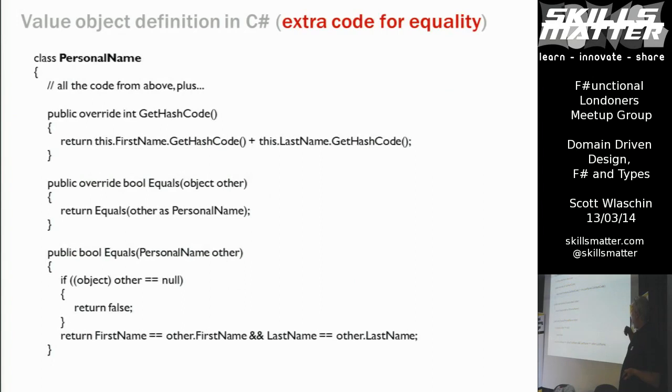So here's the extra code that I need to write for equality, and you guys have probably written this millions and millions of times. You have to override get hash code, you have to override equality, and you have to add equals again. How many people have made a mistake in overriding get hash code at some point? Like with a mutable object and the hash code didn't change, and in the dictionary, yeah. Very annoying. So there's the C# code.